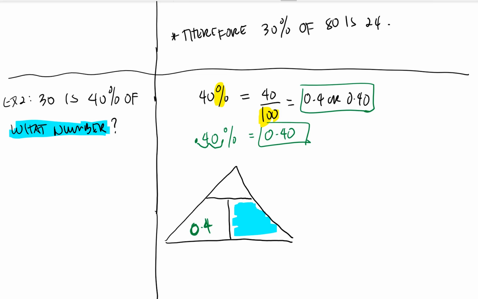So therefore, I can use X for that. Then 30 would therefore be the part. Okay, so 30 is the part.